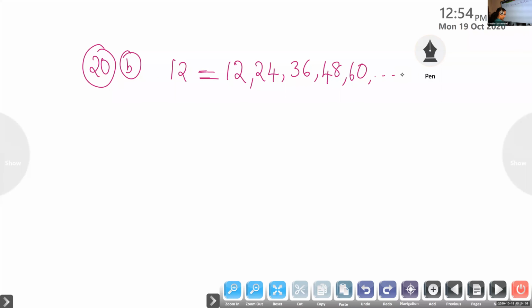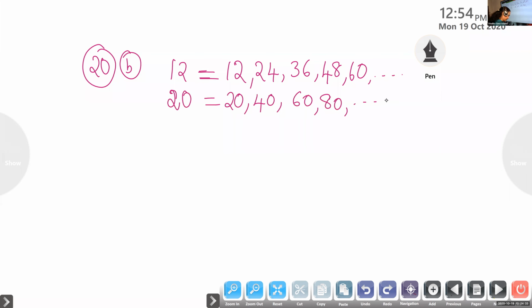And what about 20? We will start with 20. 20 into 1, 20. 20 into 2, 40. 60, 80, etc. Okay.